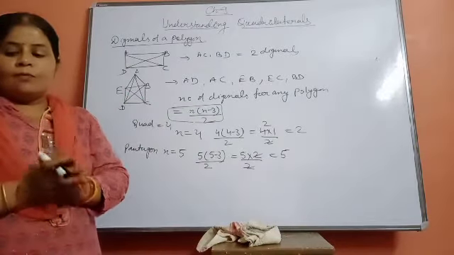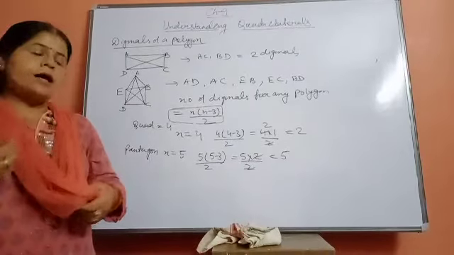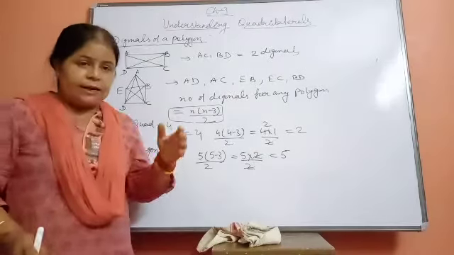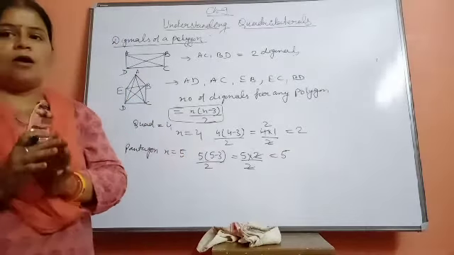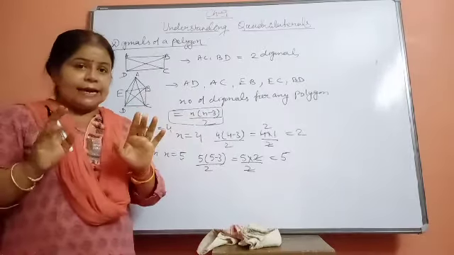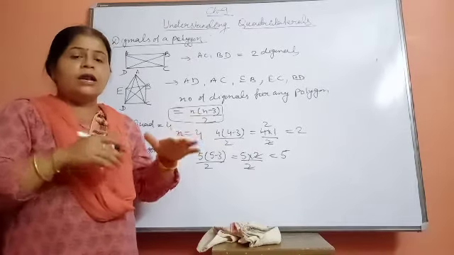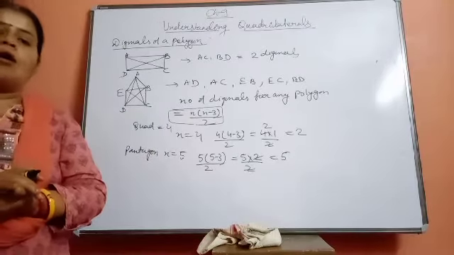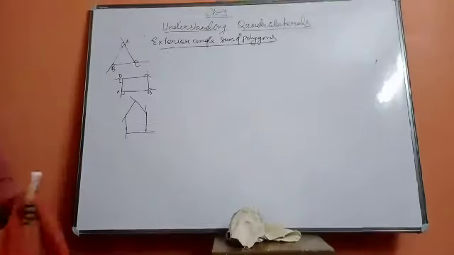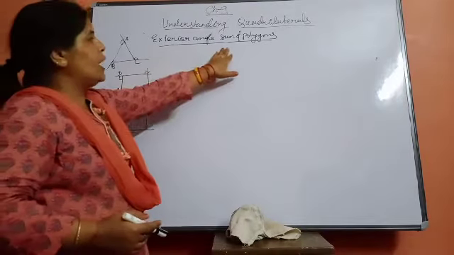Okay, now afterwards we are going to learn the sum of the exterior angles of any polygon. The interior angle sum we have already learned in a previous part. Now we are going to learn the exterior angle sum of any polygon.